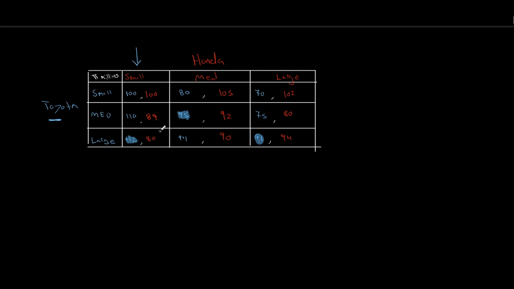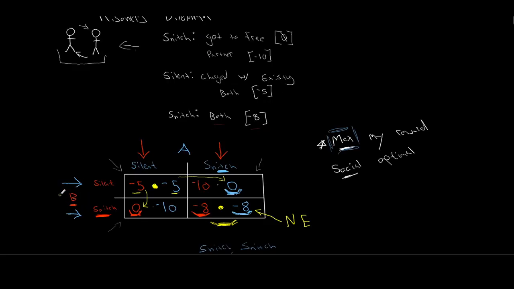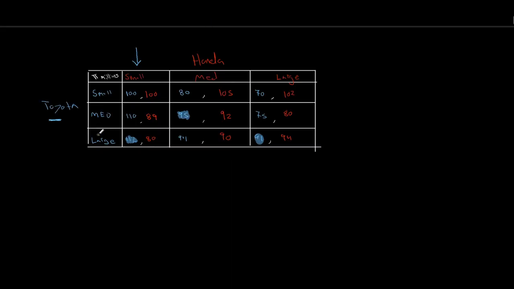Okay, what we notice too that's different in this case is that Toyota doesn't always do the same thing. In our previous case here, player B, player A, they had dominant strategies of always snitching. Irrespective of what the other player did, they were always best off to snitch. We see this isn't the case, right? Toyota, they are not best off always going large. We have this case where they're better off to go medium. What we can look at, though, is we can say, hey, Toyota never has a case where they'll go small, right?